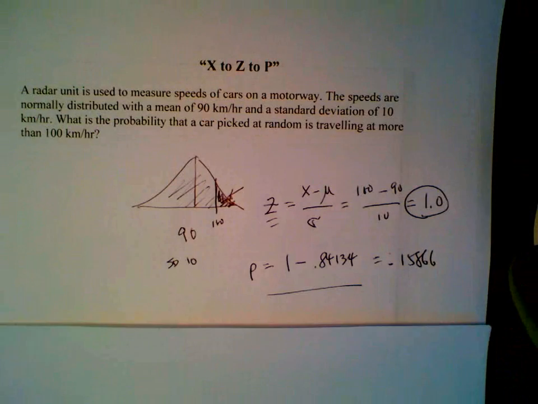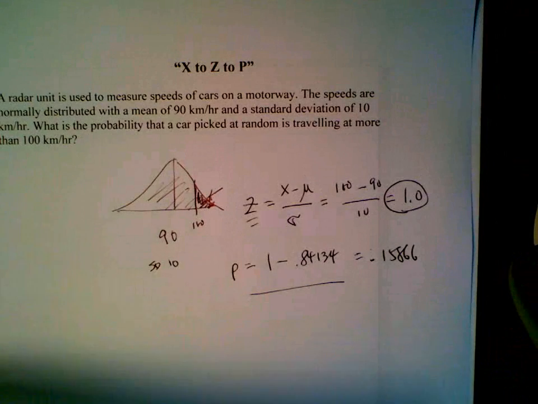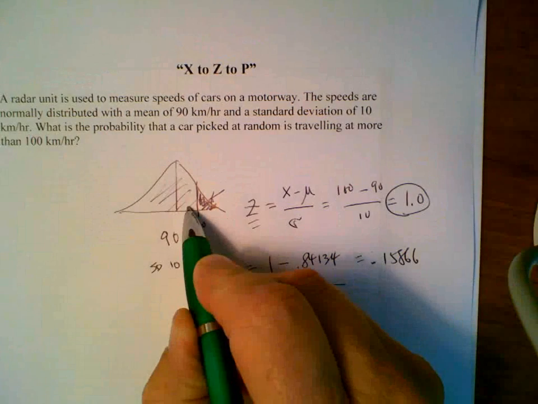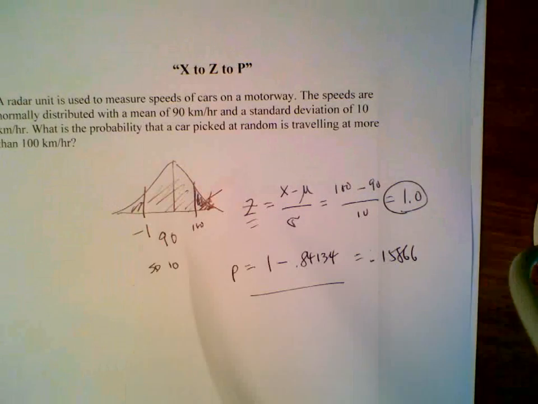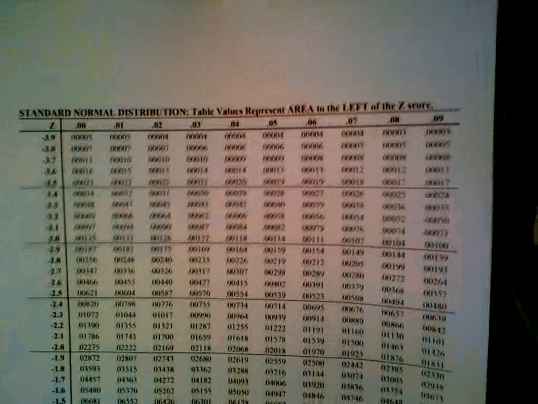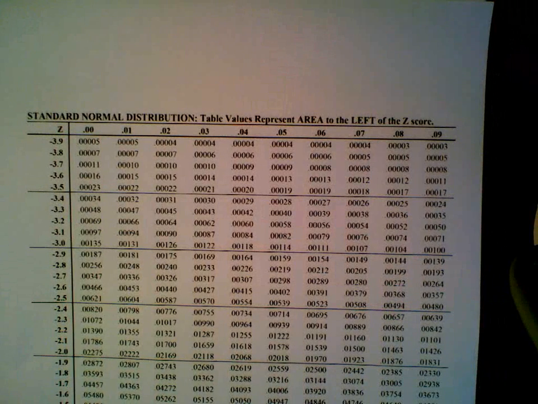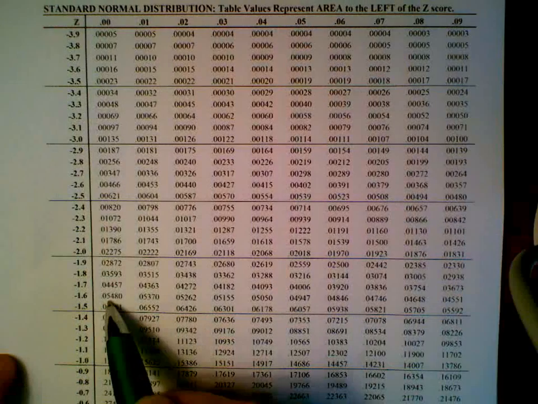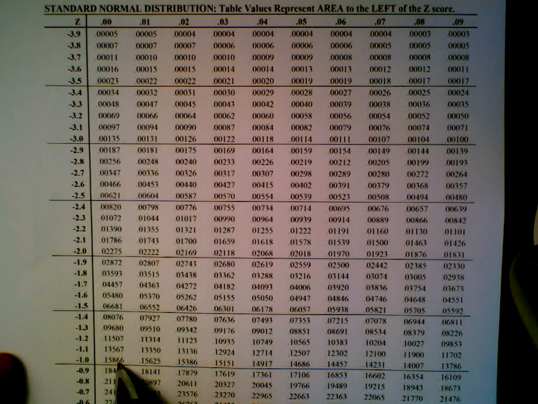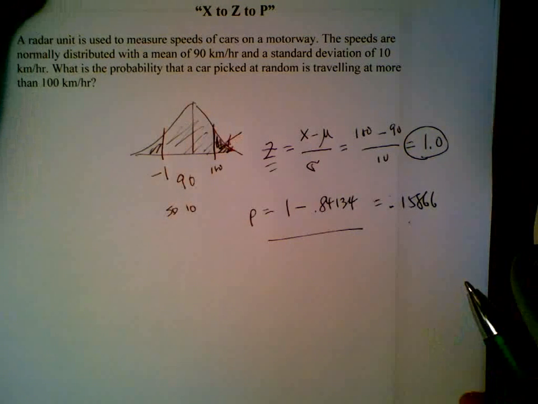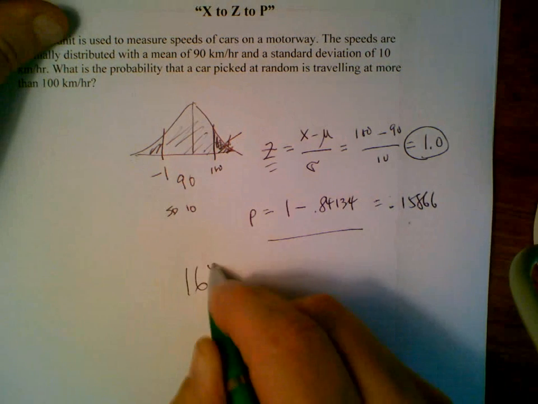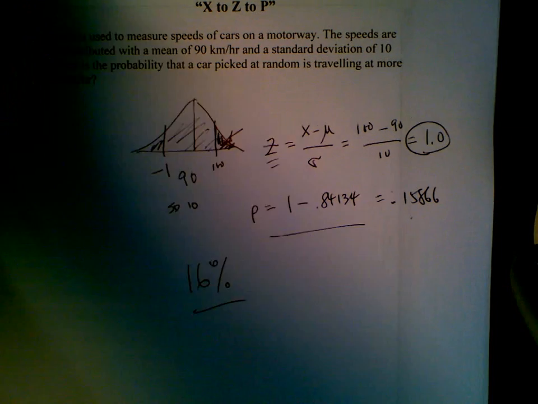Now, I also show the students in class, and here for the record is another interesting observation, that because our graph is symmetric, we can get the same number over here just by using the minus of the z-score. So if we go in with a z-score of minus 1.000, we will find that we get 0.15866. Hey, that's exactly what we got when we did the calculation. So you can see that's how you get the answer. And so what it says is that the probability that a car picked at random is traveling at more than 100 km per hour is about 16%. That's it.